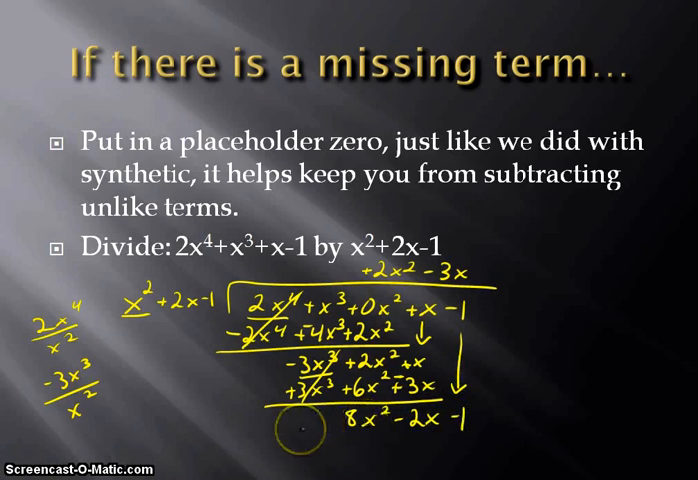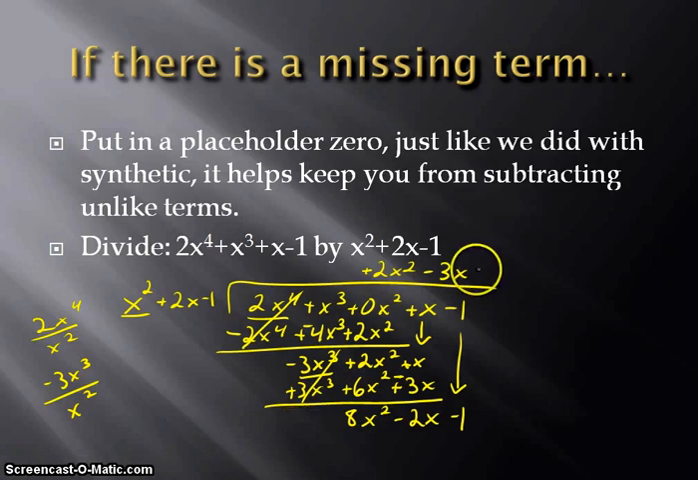Now we've got 8x squared, x squared. When we divide them, we have 8. So 8x squared plus 16x minus 8.